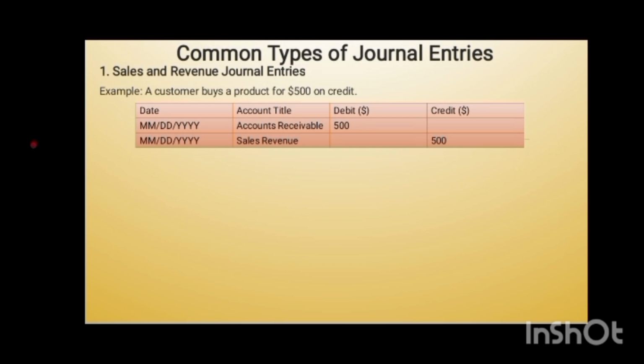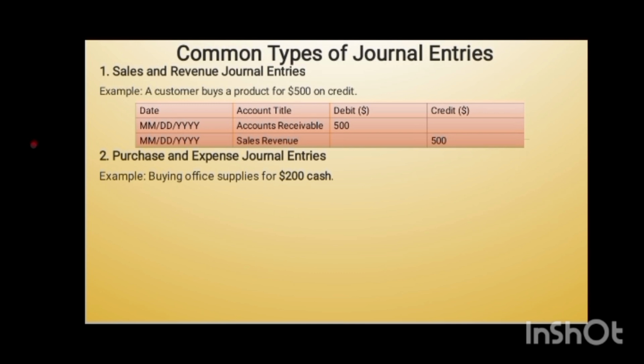But the thing is that here it is not cash sales, it is credit sales. So for credit sales, we always use the term accounts receivable, meaning this amount we will receive in the future. So that amount is increasing our asset. So accounts receivable will be debited as it is increasing our asset. When the asset increases, that is always debited. So here are the two accounts that will be affected with the entry of sales and revenue journal entry.